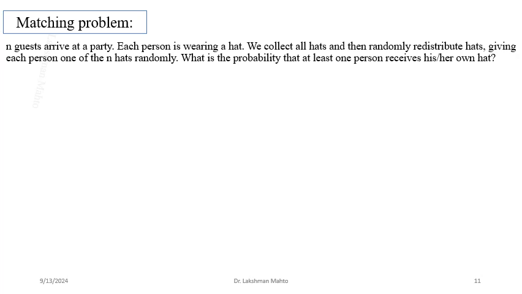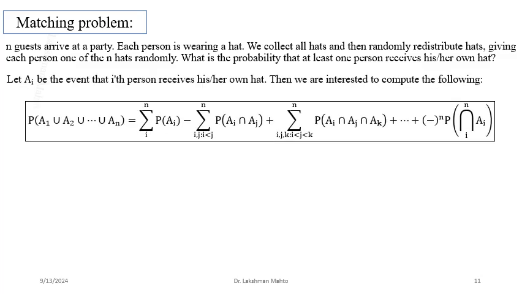So n guests arrive at a party, each person wearing a hat. We collect all hats and then randomly redistribute those hats, giving each person one of the n hats randomly. Now the question is, what is the probability that at least one person receives his or her own hat? Is it an easy problem? There are various ways to solve it. The simplest way is the principle of inclusion-exclusion. So you have to define a few events here.